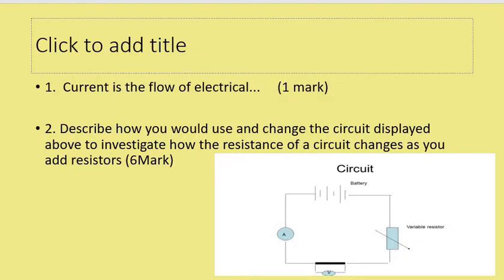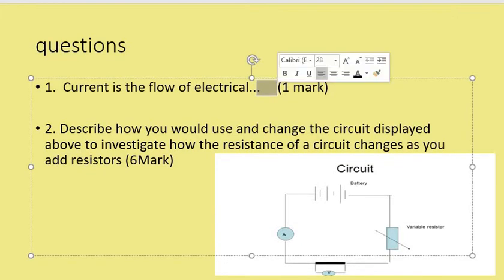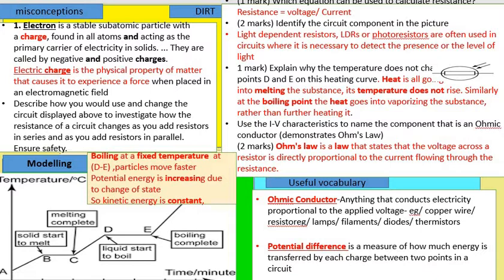So one of the questions that you had a misconception with was current. A current is the flow of electrical what, and you had to fill in the missing word. Some people put electron, and electrons do flow in the current, but current is the flow of electrical charge, the force that pushes that current around. So if you could just, in your book now, write down this heading: misconception and explain.